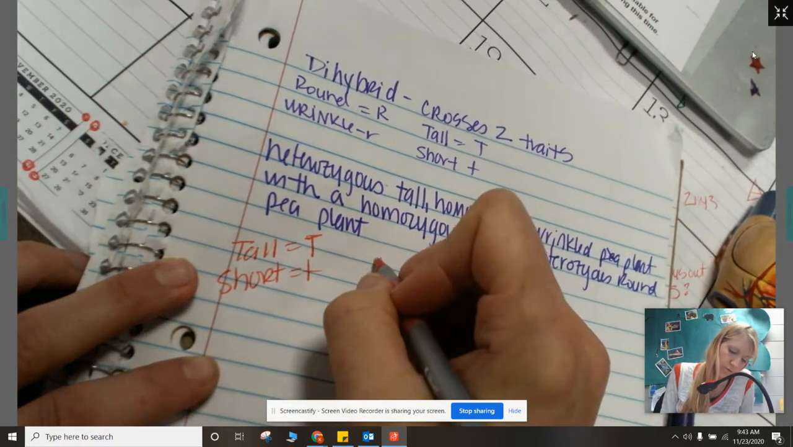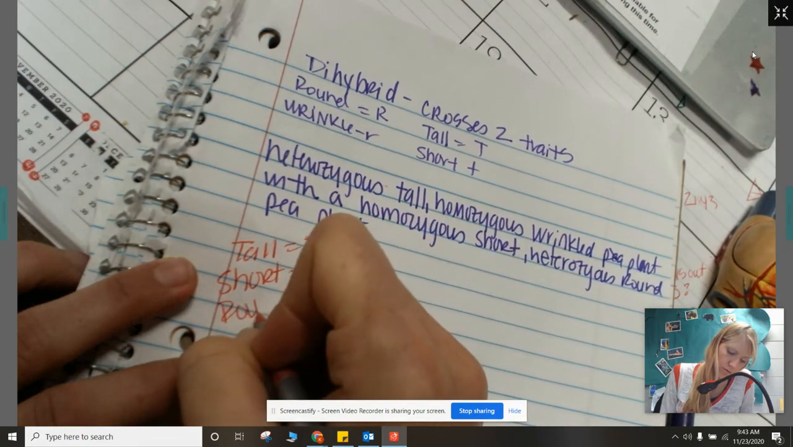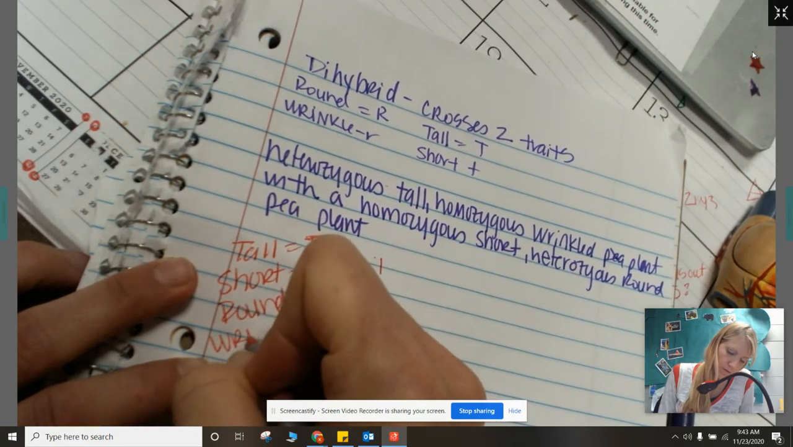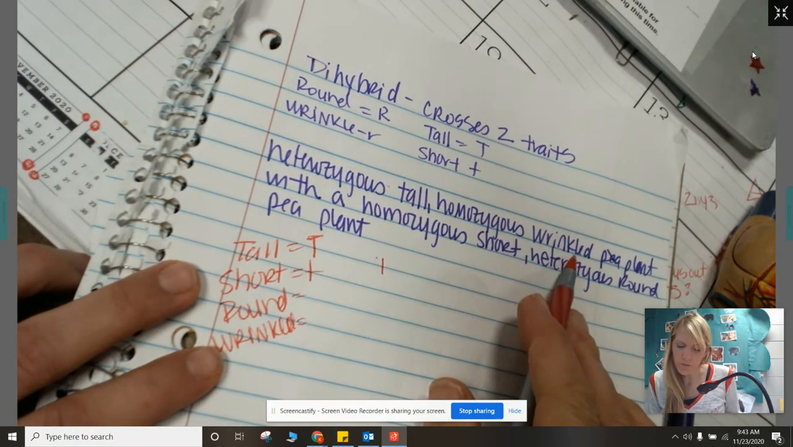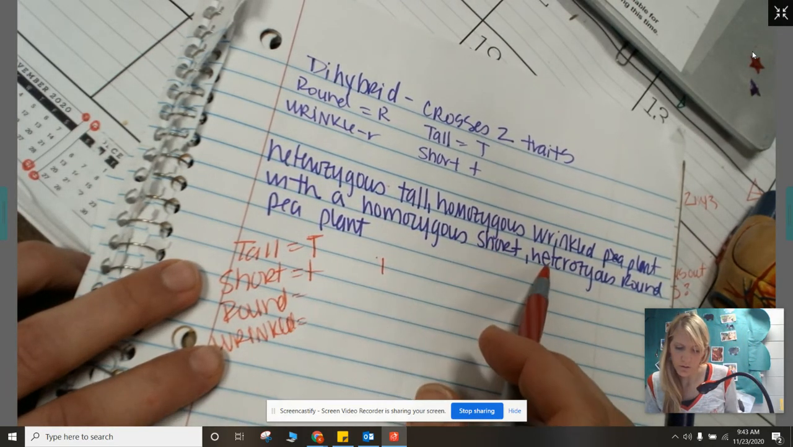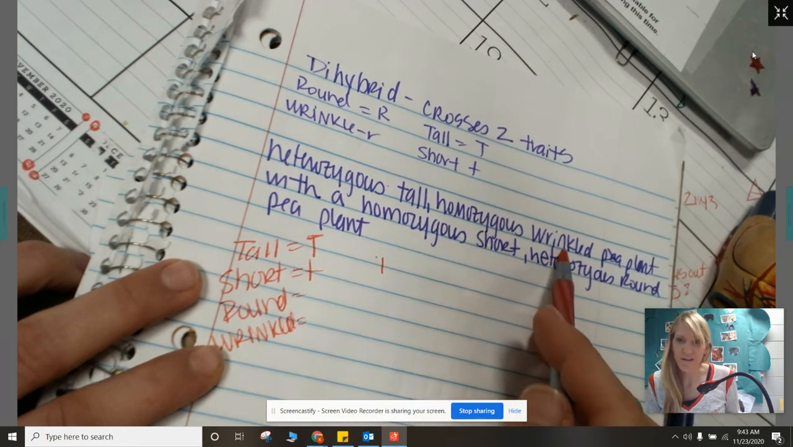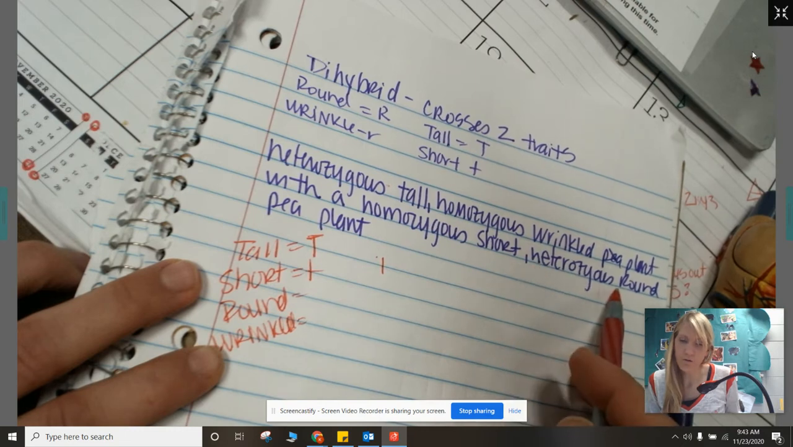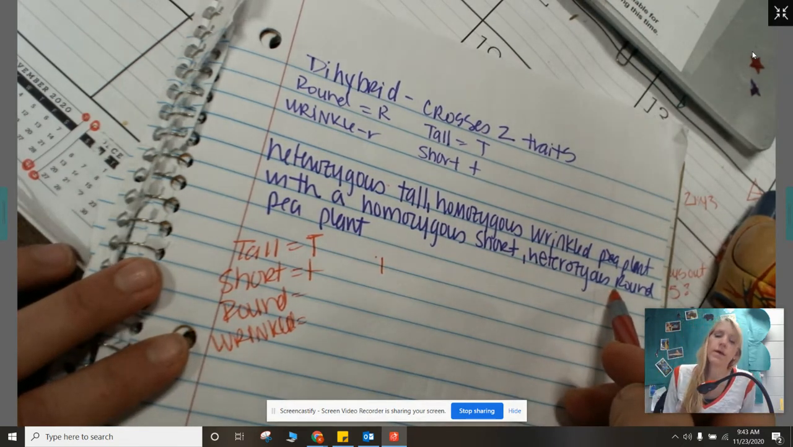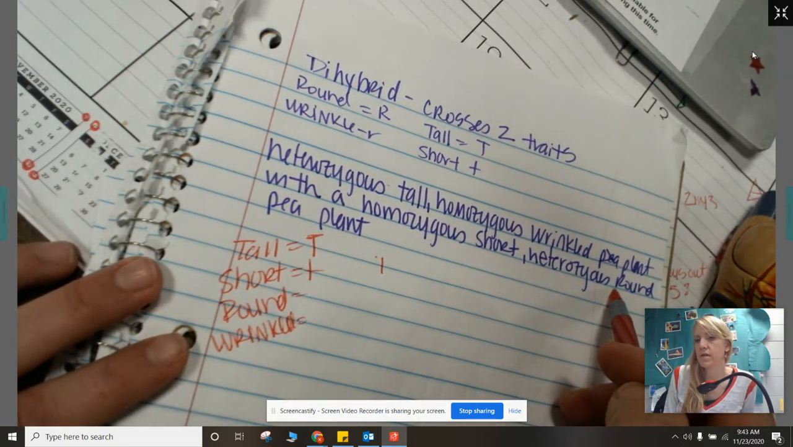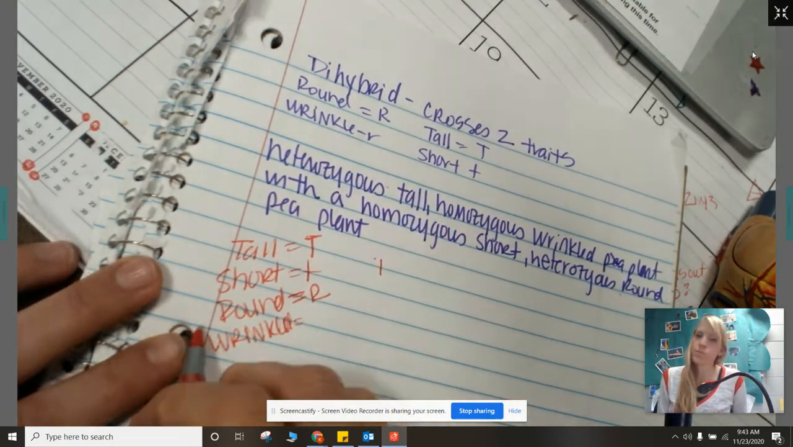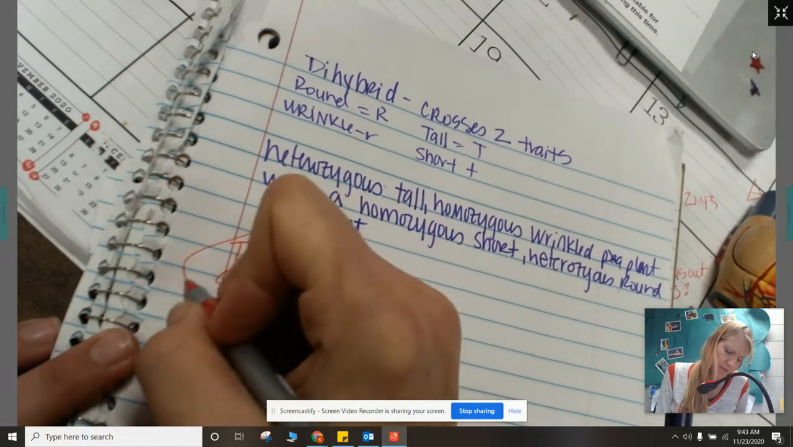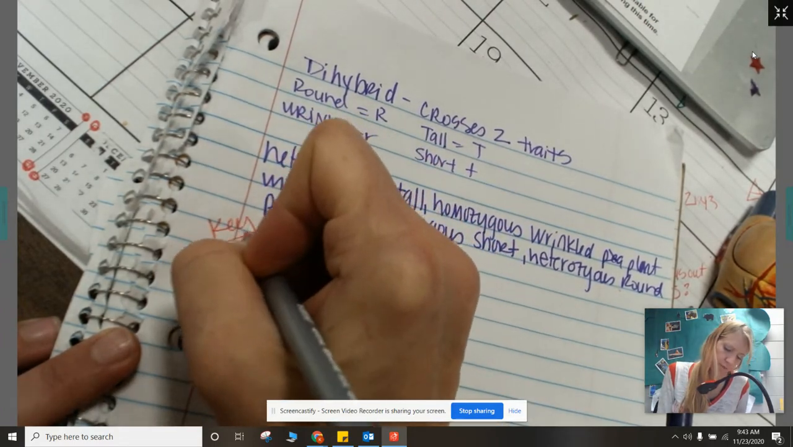Now, which one's dominant, round or wrinkled? We have round, then we have wrinkled. Okay, so homozygous wrinkled pea plant with a homozygous short. So homozygous wrinkled, that could be dominant or recessive, so we don't know. Heterozygous round, there we go. The only way that something can be heterozygous is if it is dominant. So heterozygous round gives us a dominant R. Wrinkled is recessive. There is my key. Boom, I got 1 point.